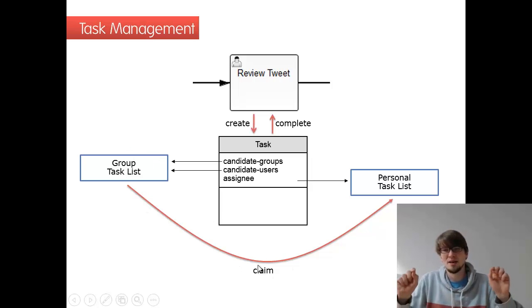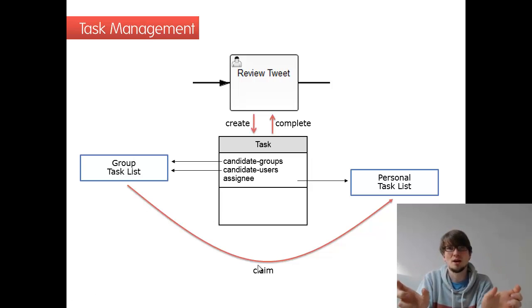If two people click the claim button at the same time, one of them wins, and the other one gets an error that the task is already claimed. So you can claim that one in order to do it. You can unclaim it as well, so you can put it back on the list if you're not doing it.